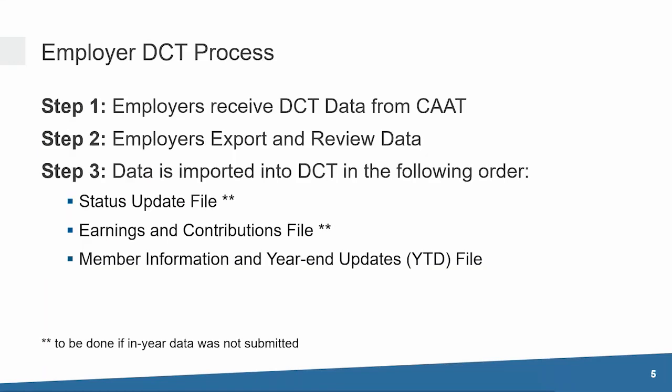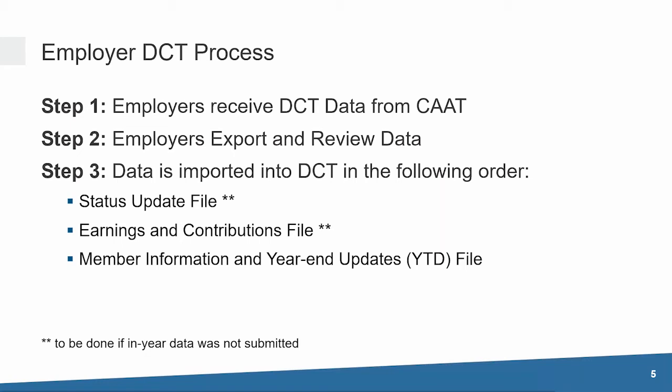This slide provides a brief outline of the DCT process. Step 1. Employers receive the DCT data from CAT. Any data you previously submitted to CAT for 2020 has been loaded into the DCT. It includes the demographic information and any in-year data that was reported to CAT during the plan year January 1st to December 31st. Step 2.